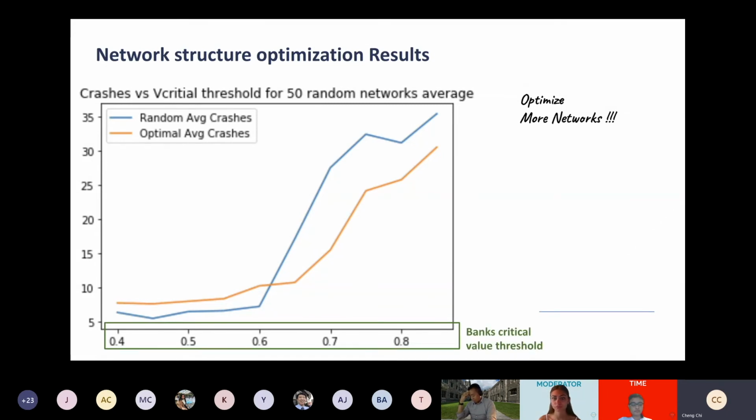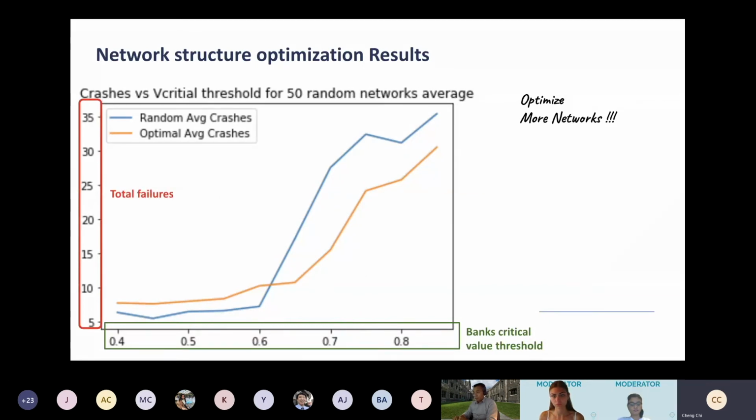And the meaning of this threshold is this. Say, for instance, Bank A has a value of 50, and the threshold is 0.7 here. So Bank A will actually fail and go to bankruptcy if its value drops below 35, which is the multiplication of those two. And in this graph, the y-axis here is the same total number of failures.